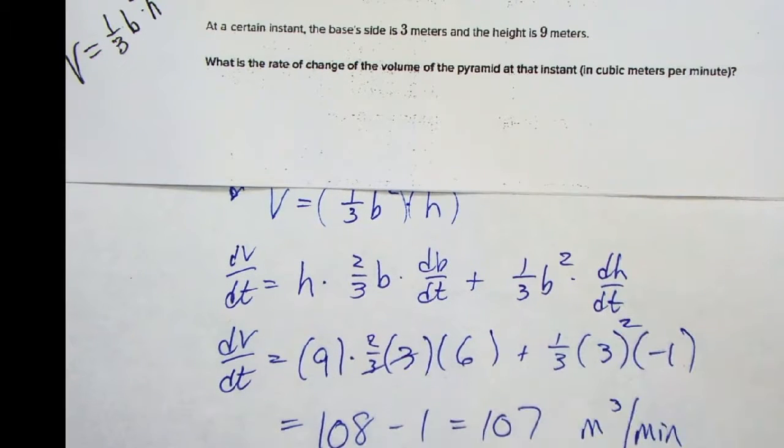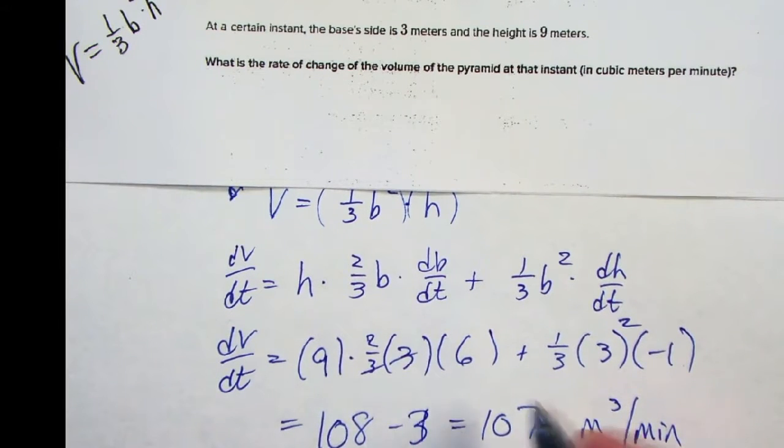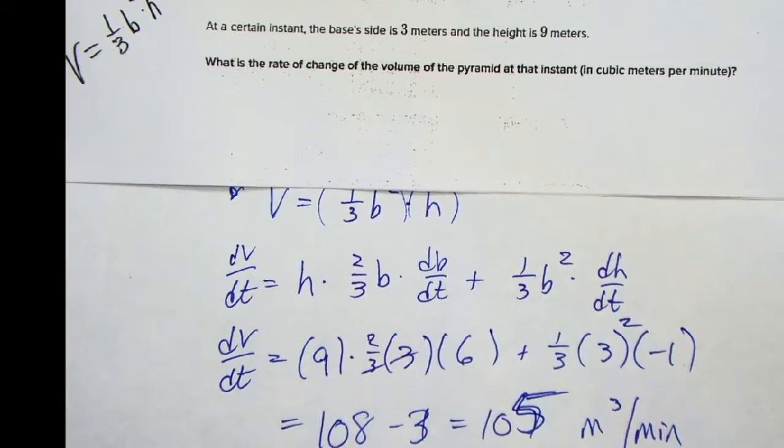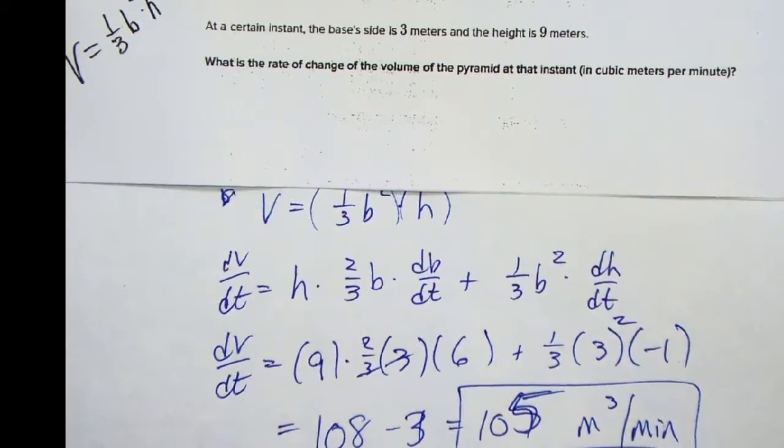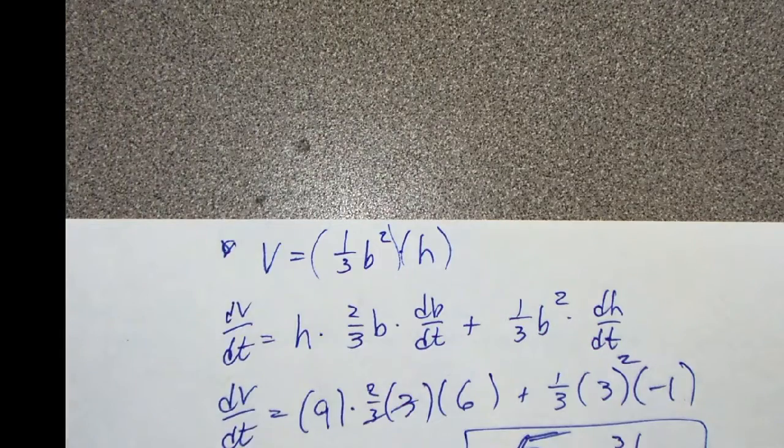Wait, this is supposed to be squared, which means that's -3. That's 105. That's what we're looking for, is 105. All right.